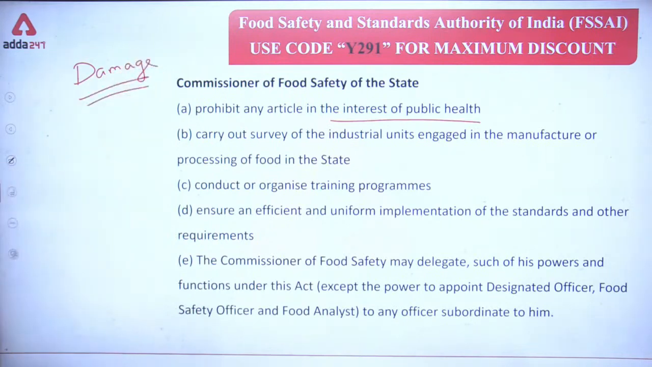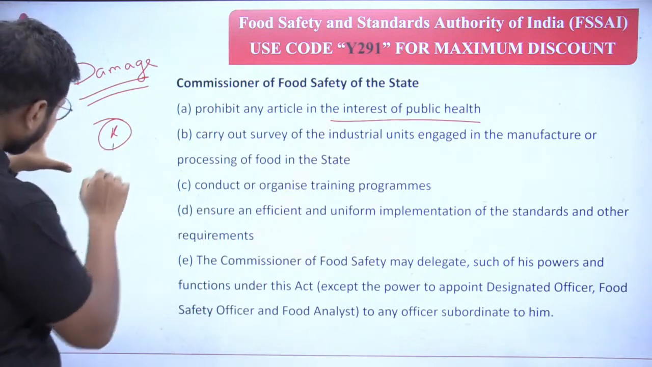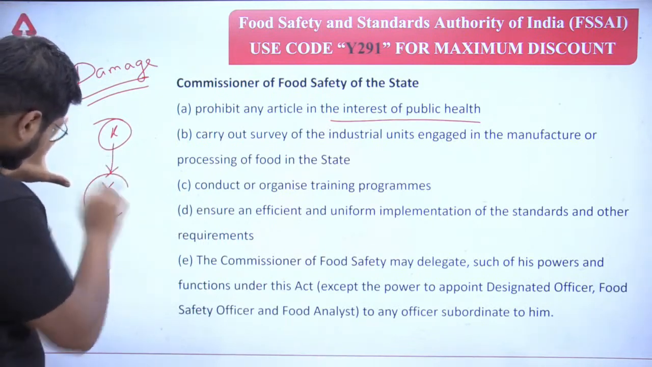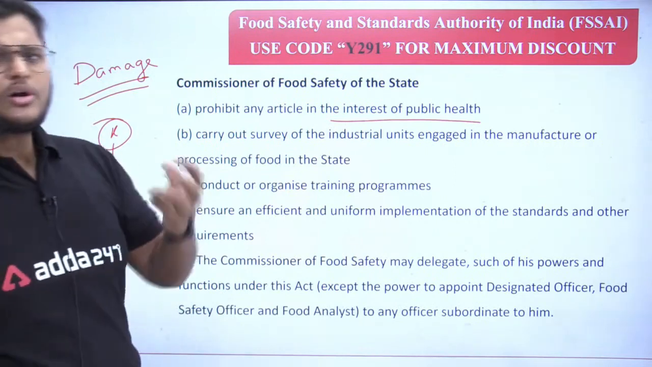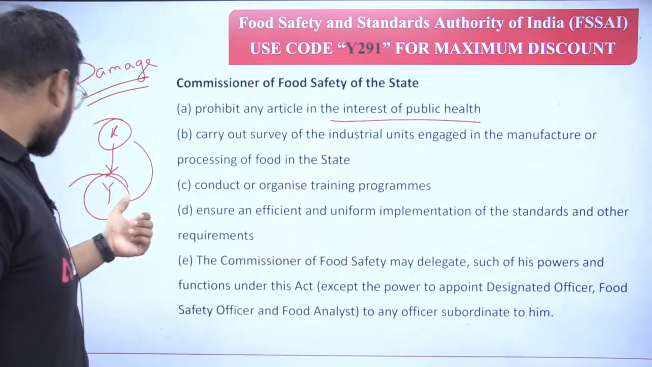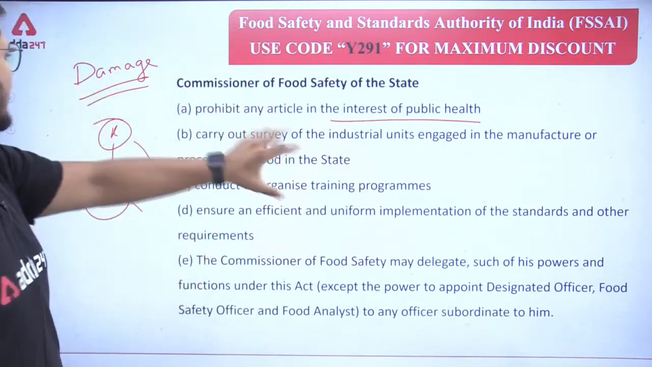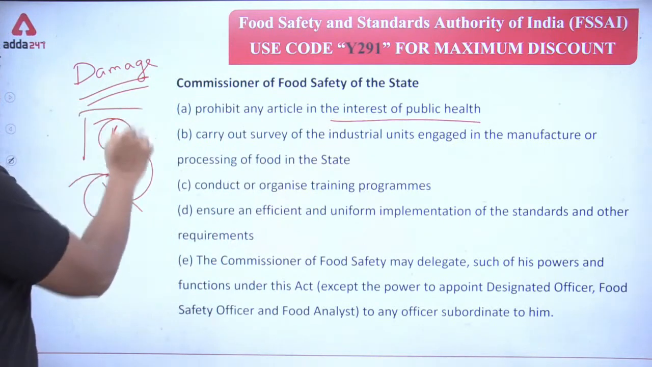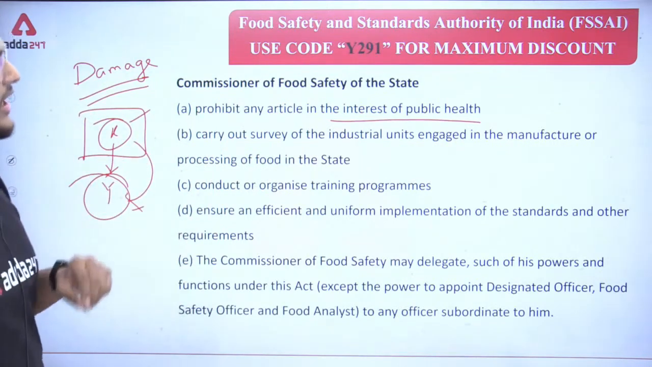Okay, for example, there is a product X, a food article X, and the people of area Y are receiving some kind of harm, or the product X is harming the community of Y in some way. Then the Food Safety Commissioner can prohibit this particular article for sale in the area Y.